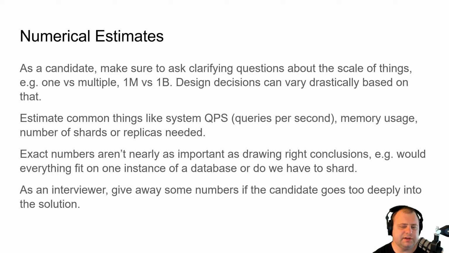So estimate common things like queries per second, memory usage, number of shards or replicas needed. Exact numbers are not nearly as important. You can just come up with some, quote, reasonable estimates, but you may not be up to date with modern hardware, so don't worry too much about it. Make sure to try to drive some key decisions. For example, does everything fit in memory on one box, or on disk in one box, or do we need to shard? We may still want to have some replication just for more durability, but deciding whether we need to do sharding or not is very important.